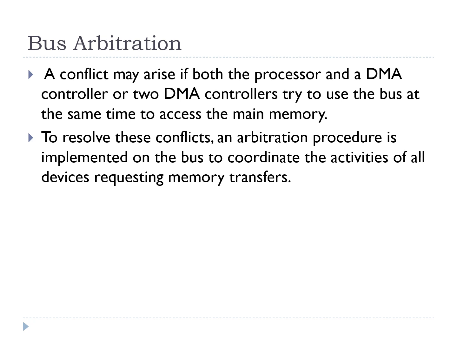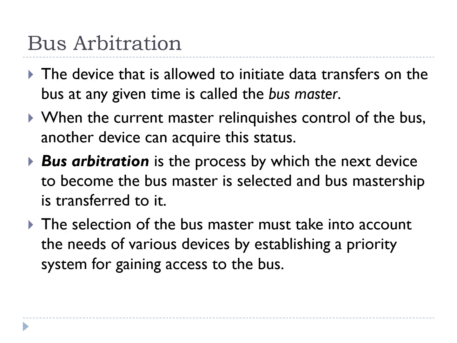Okay, so a conflict may arise if both the processor and the DMA controller, or two DMA controllers, are trying to use the bus at the same time to access main memory. So to resolve these conflicts, an arbitration procedure is implemented on the bus to coordinate all the activities.